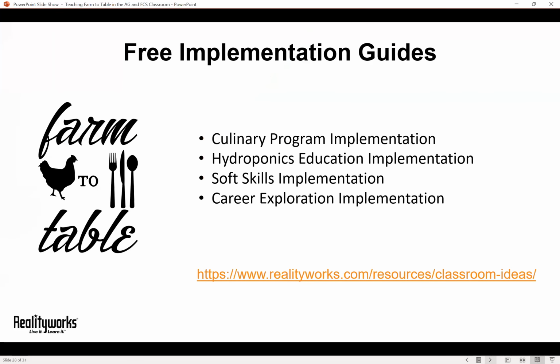Then we have some implementation guides. There are 4 main implementation guides that kind of work with this farm to table idea here: our culinary program implementation guide, our hydroponics education implementation guide, soft skills, and also career exploration implementation. It gives you a visual as well as walks you through what's involved with some of our products, what type of curriculum we have, and then how you might want to start implementing this into your classroom. So we help you walk through those stages to be able to give you those implementations in bringing this into your classroom.